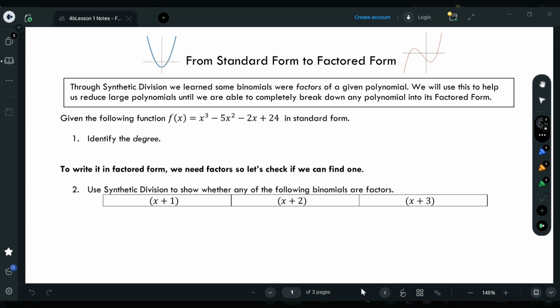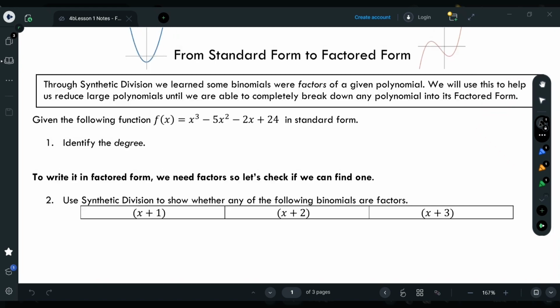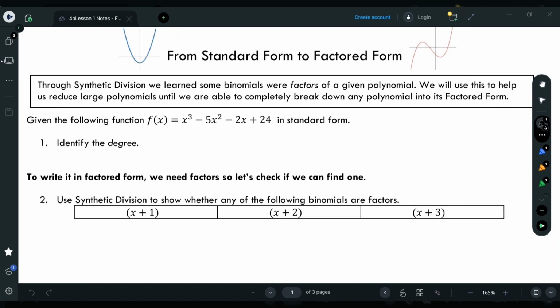What we've got here is some notes, and you should have this handout in front of you. It's called From Standard Form to Factored Form. We've been looking at polynomial functions in standard form for quite a little bit of time now. And remember, standard form looks like this, where we've got our polynomial set up term by term and ordered so that our biggest exponent is first. And that's what standard form looks like.